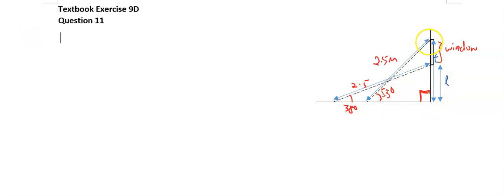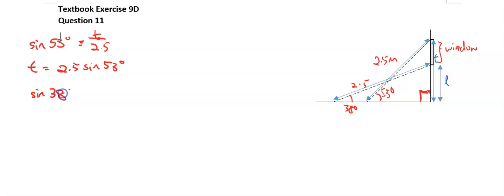So for this first triangle, the triangle where the ladder rests against the top of the window, we have T as our opposite side and 2.5 as the hypotenuse. So opposite and hypotenuse, we use sine. Sine 53 degrees equals T over 2.5. So the height T will be 2.5 times sine 53 degrees. Next, to find this height L, sine 38 degrees equals L over 2.5. 2.5 is the hypotenuse, L is opposite 38 degrees. So L equals 2.5 times sine 38 degrees.